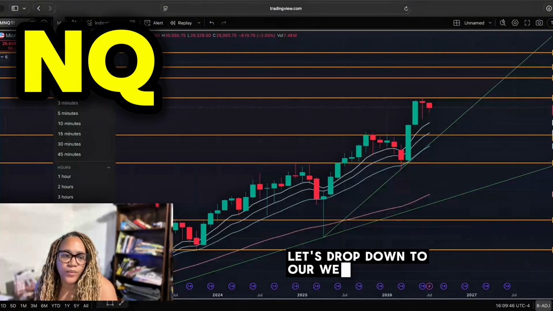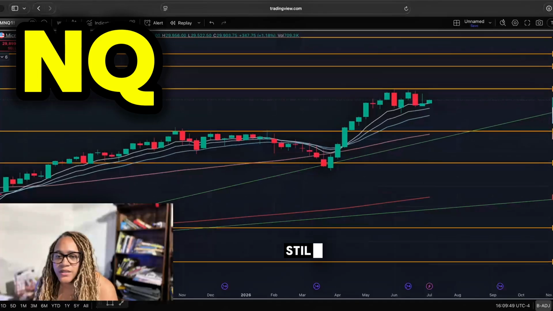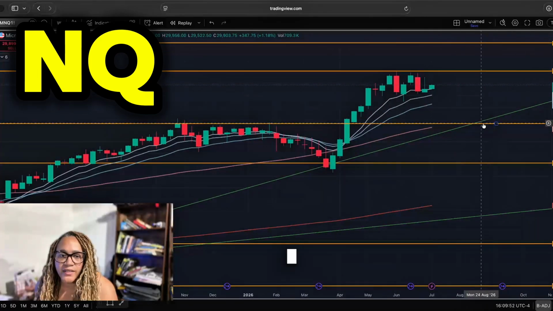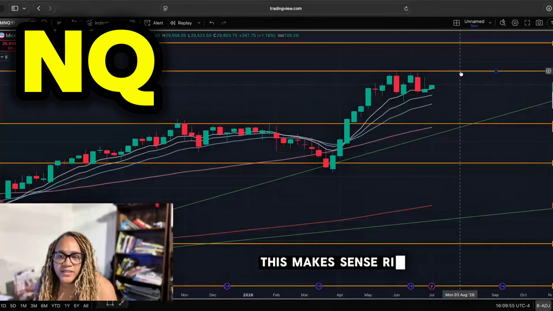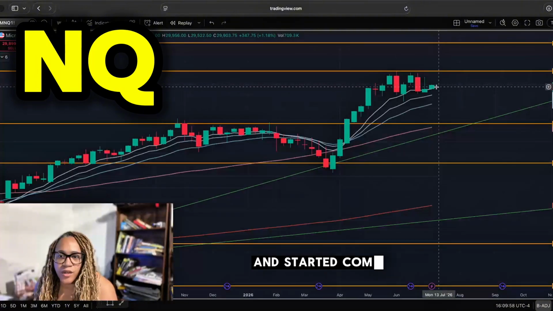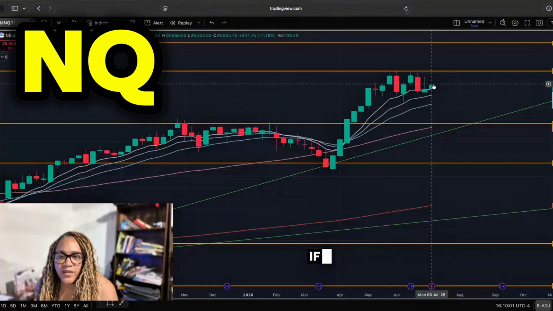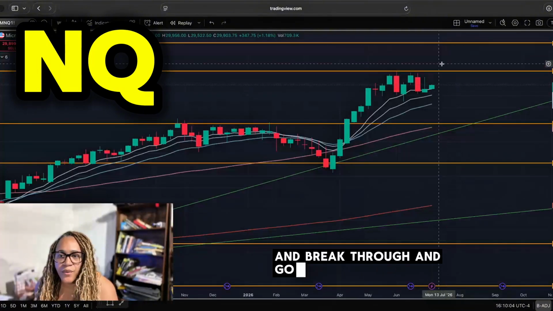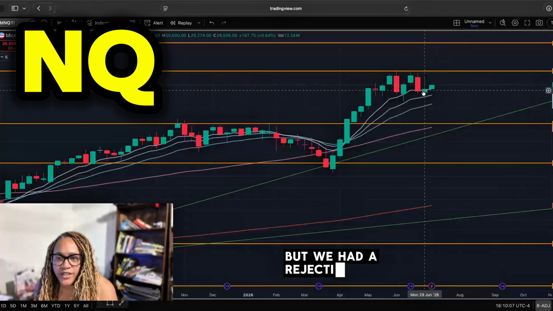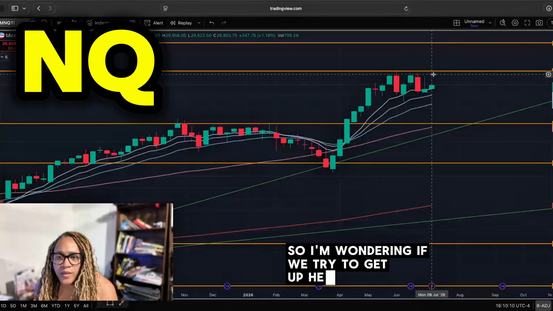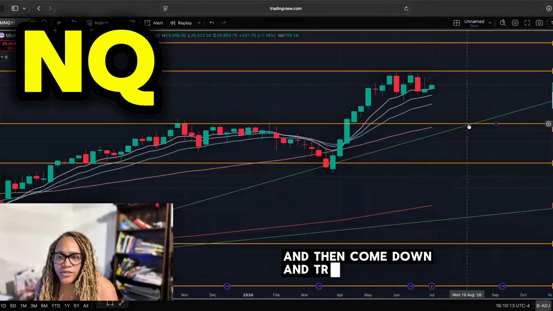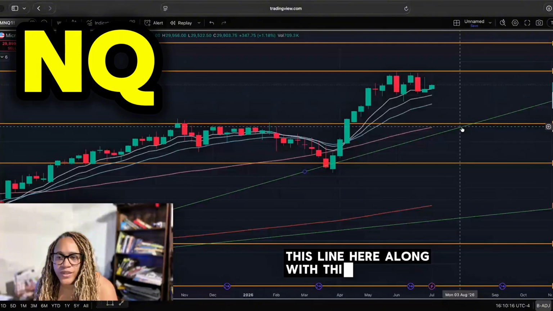Let's drop down to our weekly chart. Still not too crazy, not too far off on things. That makes a lot of sense right here. We started hitting our resistance and coming down. So I wouldn't be surprised if we try to come back up and break through, or hit another rejection. We had a rejection right here, so I'm wondering if we try to get up here, whether we'll have a major rejection and then come down and try to hit this line along with this trend line.